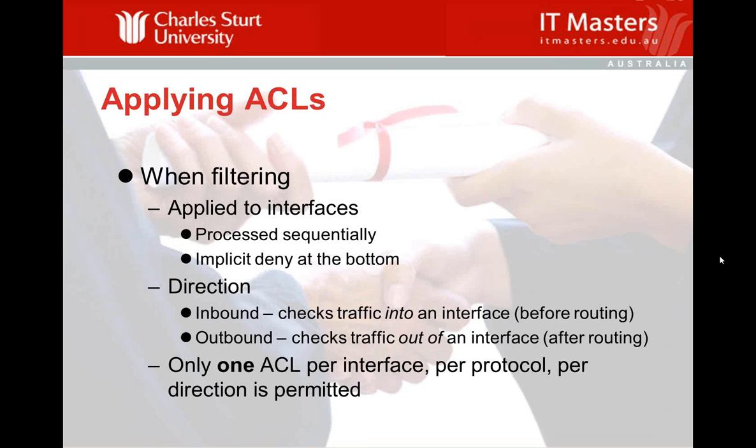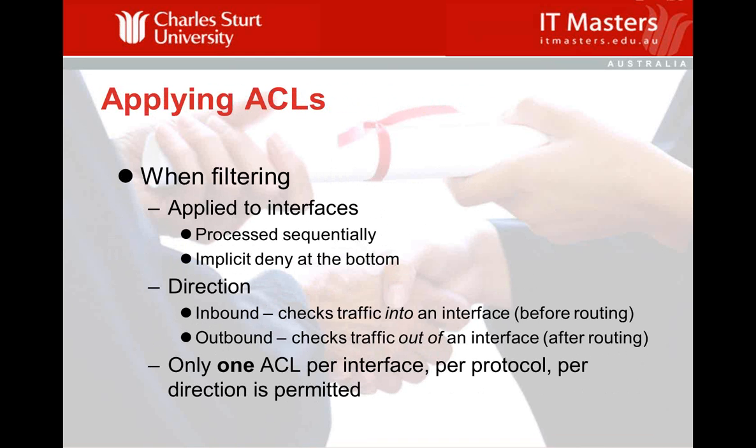Okay, so applying ACLs. When you're using them as a sort of firewall, or a layman's version of protection, you apply those ACLs to interfaces in a certain direction. The ACLs are processed sequentially, from top to bottom. If the traffic matches the first statement, whatever treatment you've given it there, whether it's a permit or deny, that's what will happen. It doesn't matter if it matches further down the list. Whichever rule matches first is how that traffic is going to be treated.